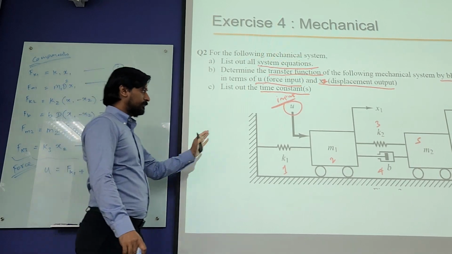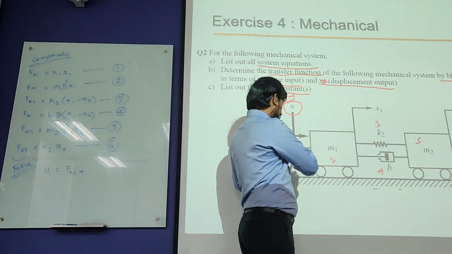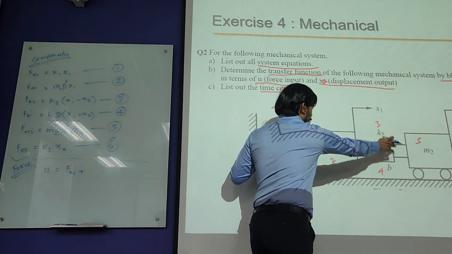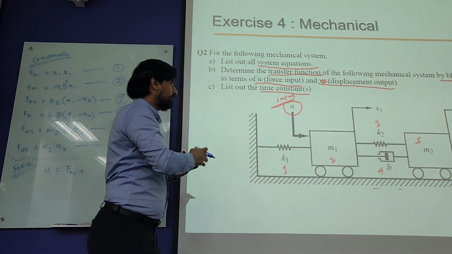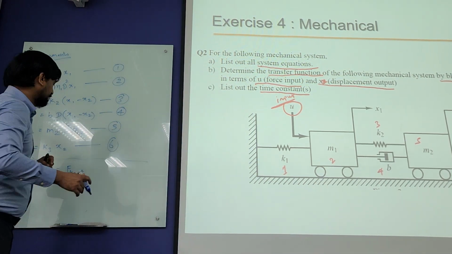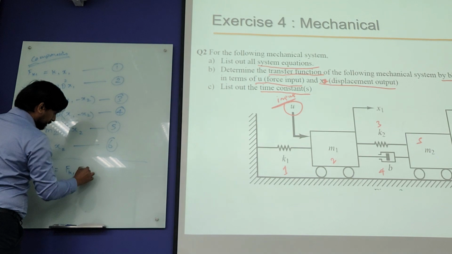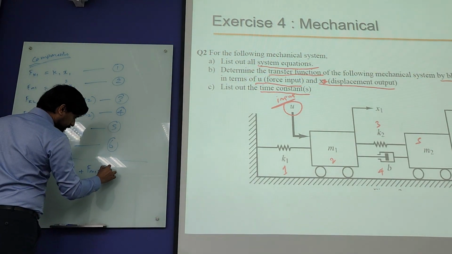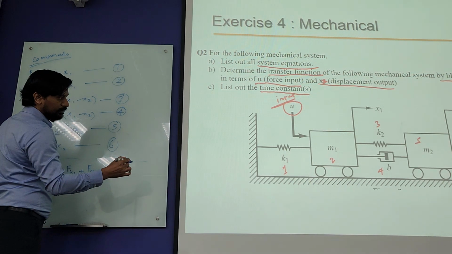By applying a force, say if I'm applying here, this is going to stretch, this is going to be compressed, this is going to push. So these 4 components are equivalent to the applied force. Are we good? So basically I can say K1, mass 1, K2, and we have a damper.